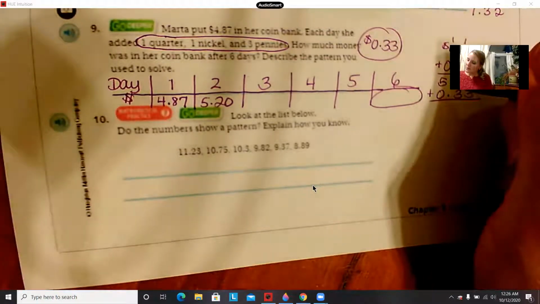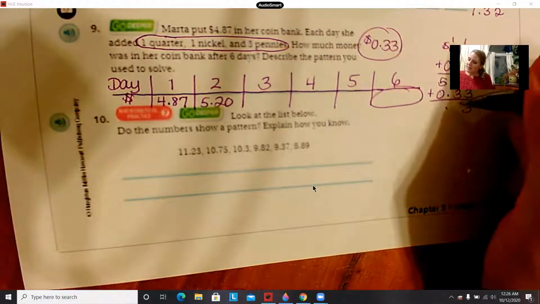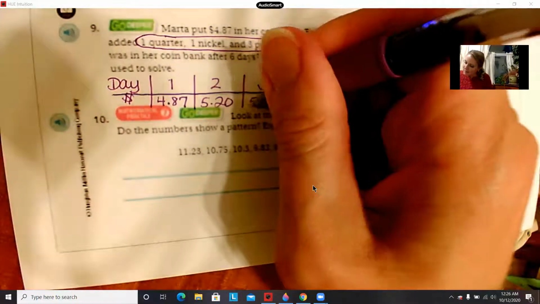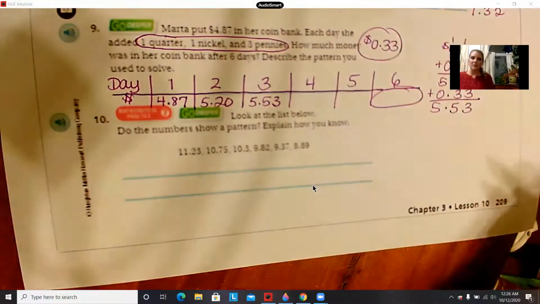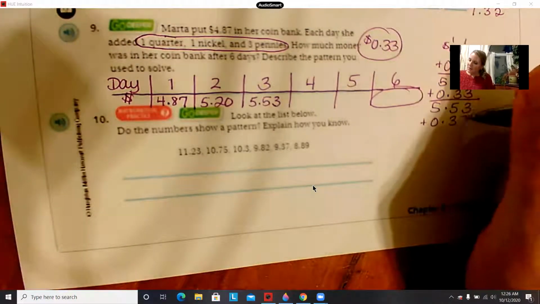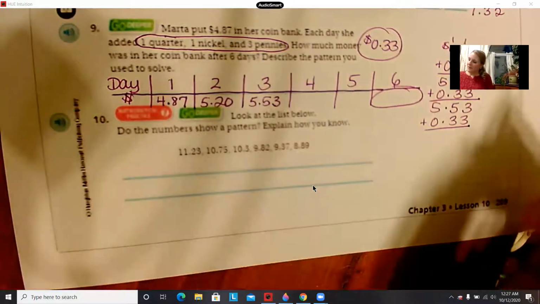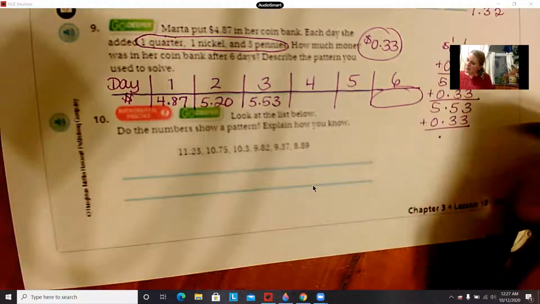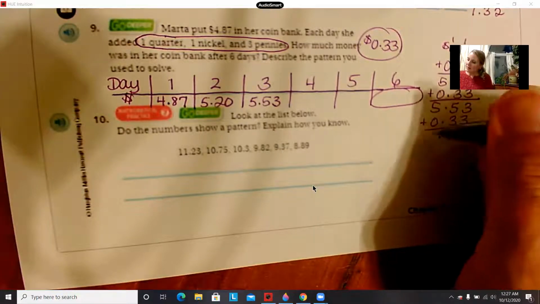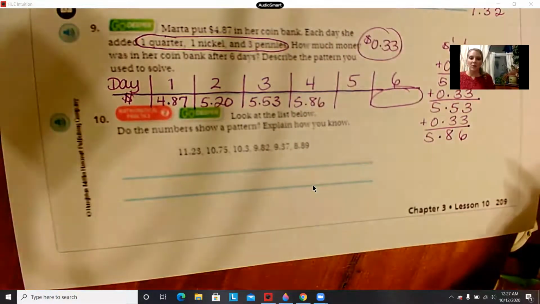Okay, line up those decimals, boom, boom, boom. 0 plus 3, easy. 2 plus 3 is 5, of course, and 5 plus nothing is another 5. So we have $5.53 for day 3. Let's keep using our rule, add 33 cents. See how nice and easy and organized it is when you make a chart? Okay, line up those decimal points. A doubles fact, 3 plus 3, 6. 5 plus 3 is 8. And 5 plus nothing is 5. So she, on day 4, has $5.86.